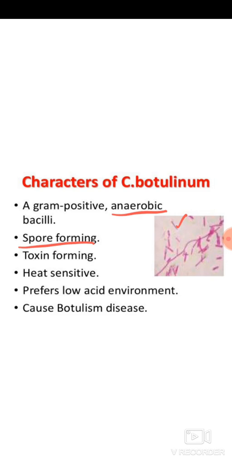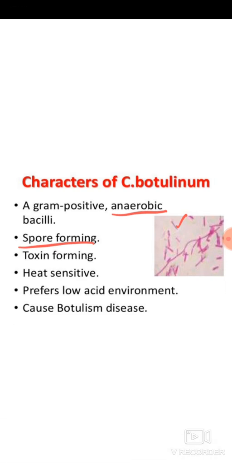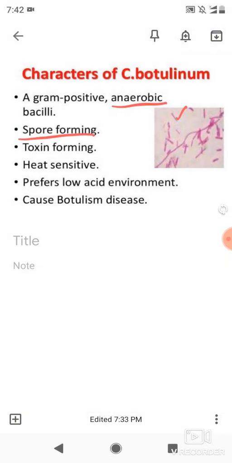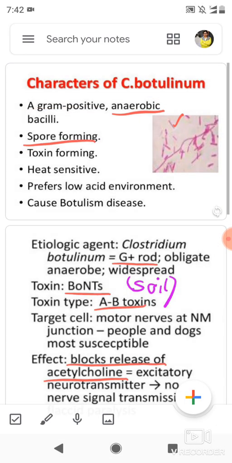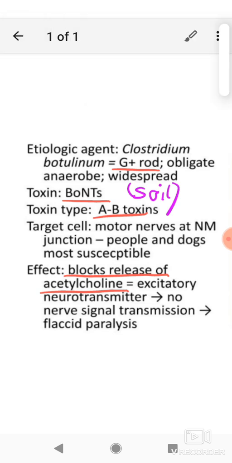It is anaerobic in nature. It can produce spores, and it is toxin forming. It is heat sensitive and prefers a low acid environment. And some other points: the target cell. It targets the motor nerves at the neuromuscular junction, and people and dogs are the most susceptible creatures. Then the effect is it blocks the release of acetylcholine, an excitatory neurotransmitter, so there is no nerve signal transmission and flaccid paralysis.